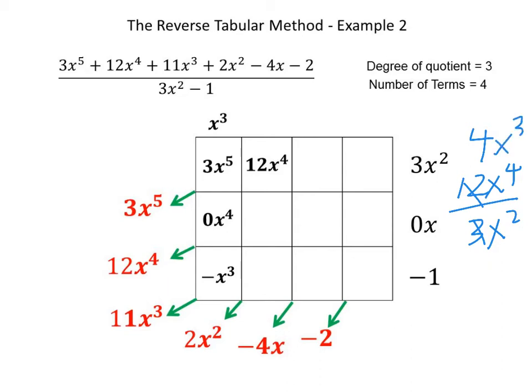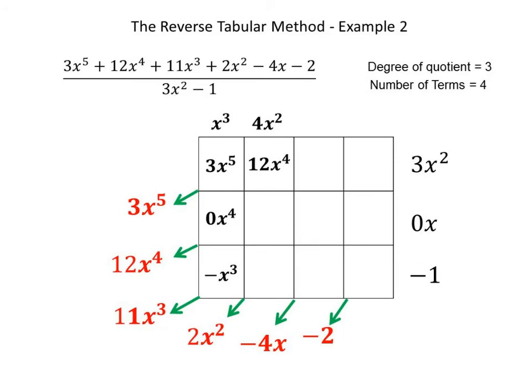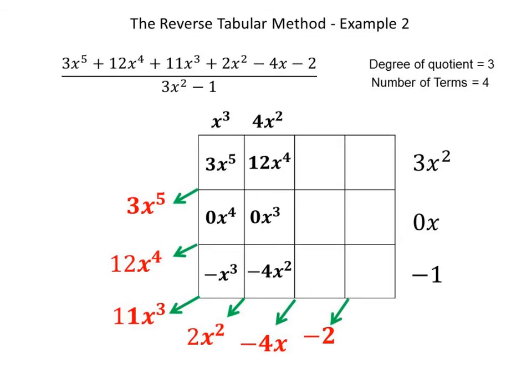So basically, we know up here should be 4x to the second. Sorry, that's second. So we have x squared right here, and now that will help us find the next two boxes down here. 0 times 4x squared will give me 0x squared, right? And then the same thing goes down here. Negative 1 times 4x squared will give me negative 4x squared.